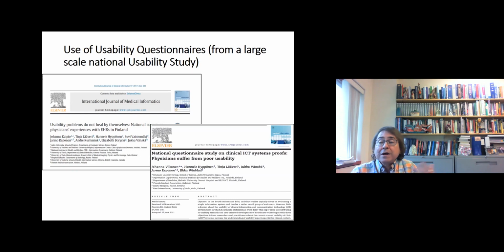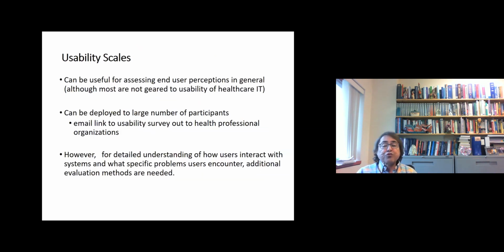But other than that, if you're interested in questionnaires, I have more information about it, but that's not going to be the focus of today. So they're useful for assessing end user perceptions in general, the satisfaction area. And the nice thing is they can be deployed to a large number of participants by simply sending out a link. In the old days, we had to send out paper questionnaires. Now it's much easier to send a link to SurveyMonkey. However, for detailed understanding of how users interact with systems and problems they encounter, the methods that we've been talking about and will continue are very important.